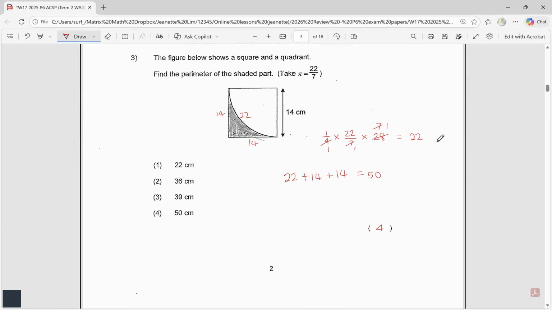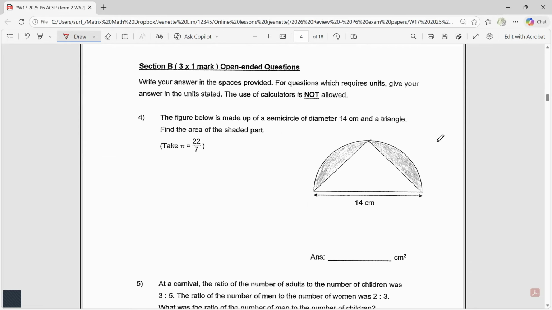Question 4. In section B, again, no calculators. The figure below is made up of a semicircle of diameter 14 cm and a triangle. Find the area of the shaded part. Now the shaded part is actually a semicircle minus the triangle. The triangle has a base of 14 and a height of... Now the height of the triangle is actually the radius of the semicircle. So if the diameter is 14, then the radius would be 7. Okay, radius.